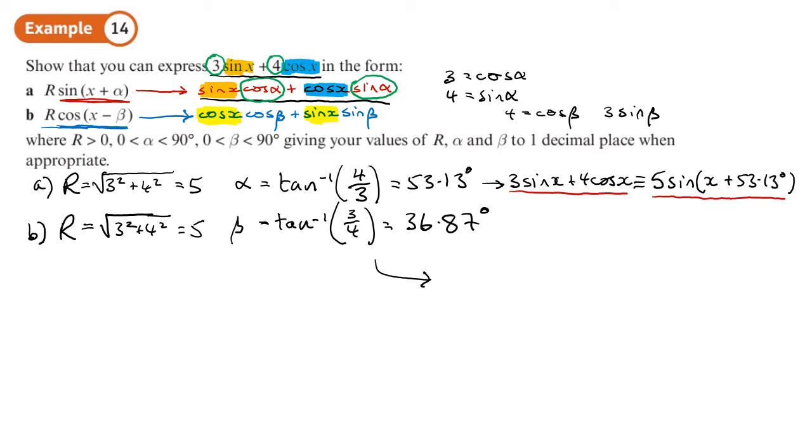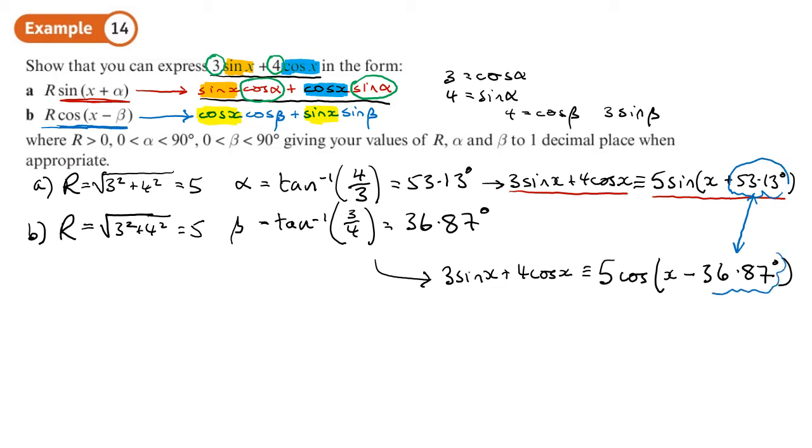So we can say that 3 sin x plus 4 cos x can also be written as 5 cos, because that's the identity we've been given, x minus beta, and beta is 36.87. These are equivalents. Interesting to note, and maybe you can do this afterwards, what do these two angles add up to? And do they always add up to the same thing? Something for you to investigate.